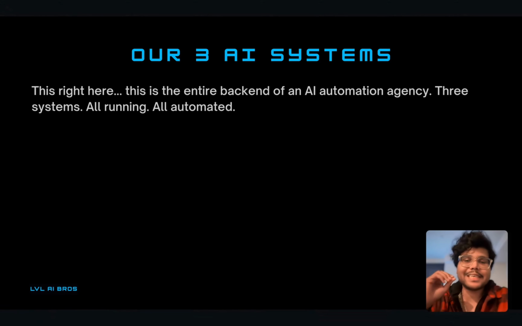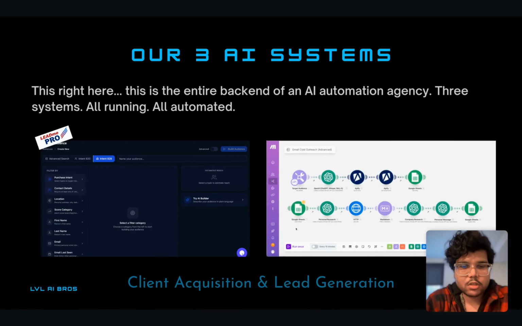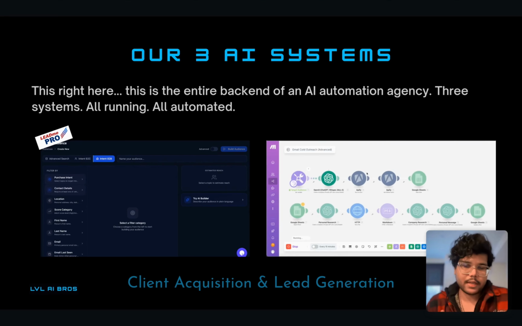This right here, this is the entire backend of an AI automation agency with three systems, all running and all automated. So for the very first system, we have the means to get client acquisition and lead generation. Because what good is an agency if you do not have clients? You need a means to actually get paid. So we have two systems over here.